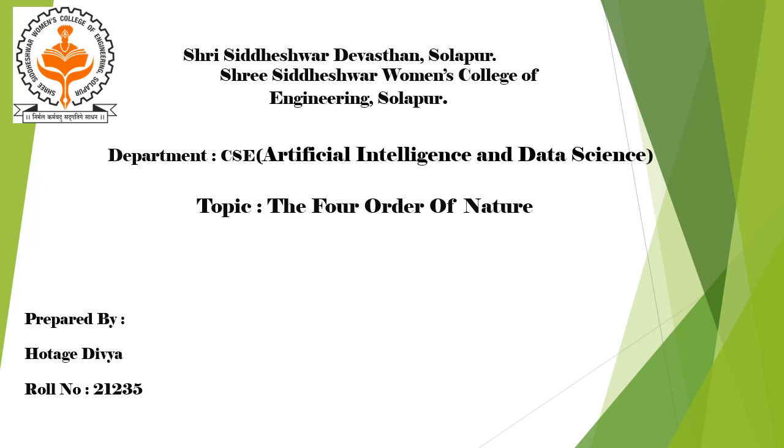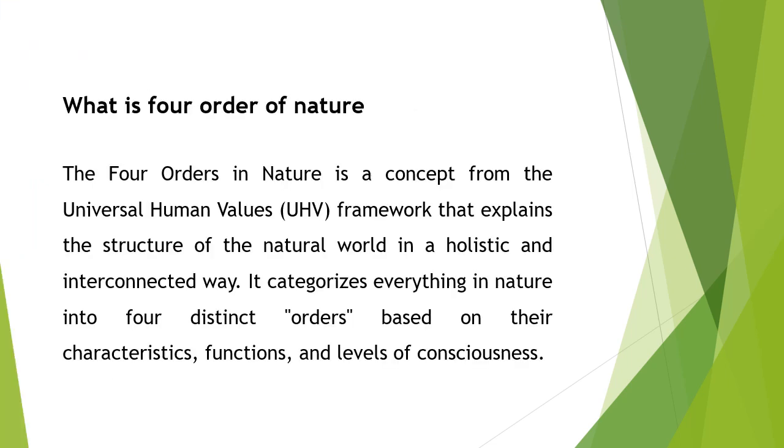Today I am going to explain the concept of the four orders of nature. Let's start. So, what are the four orders of nature? The four orders of nature is a concept of the universal human value framework that explains the structure of the natural world in a holistic and interconnected way. It categorizes everything in nature into four distinct orders based on their characteristics, function, and living consciousness.